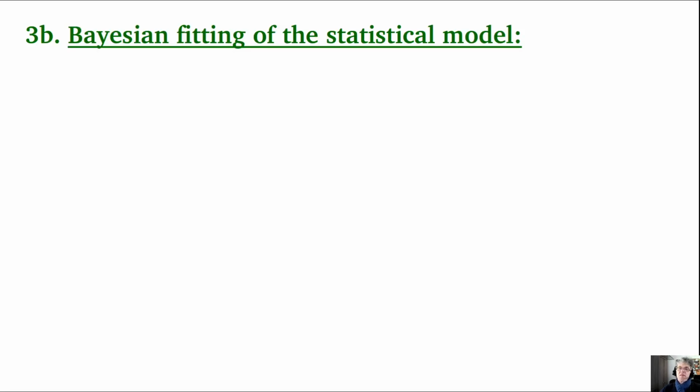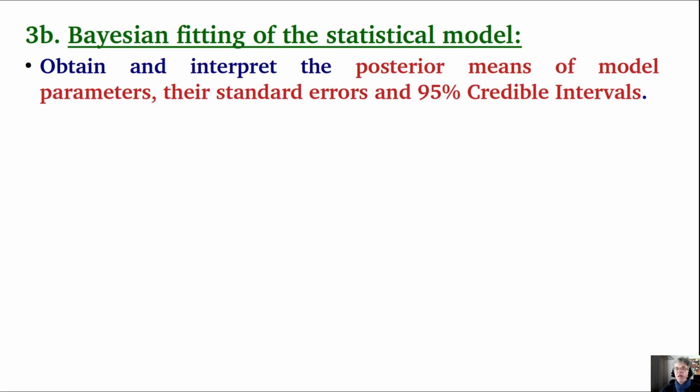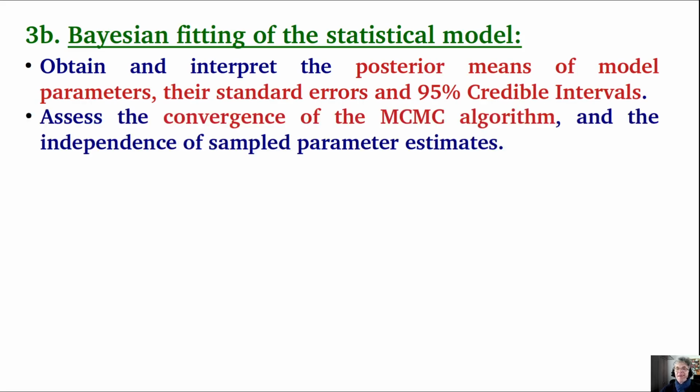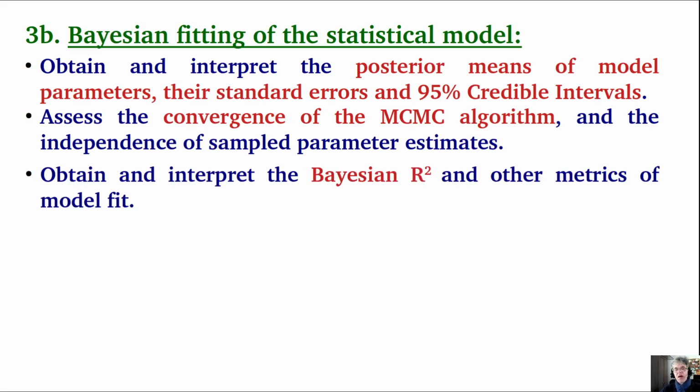In the case of the Bayesian fitting of the statistical model, we obtain and interpret the posterior means of the model parameters, their standard errors, that is the standard deviation of these posterior distributions, and the 95% credible intervals. We must always assess the convergence of the MCMC algorithm and the degree of statistical independence of the sample parameter estimates retained in the chains. We need also to obtain and interpret the Bayesian R-square and other metrics of model fit.